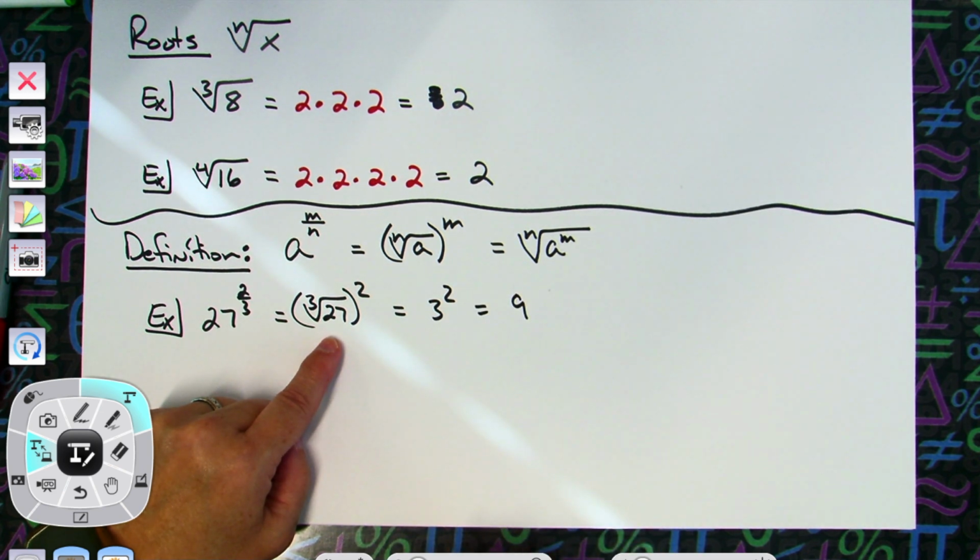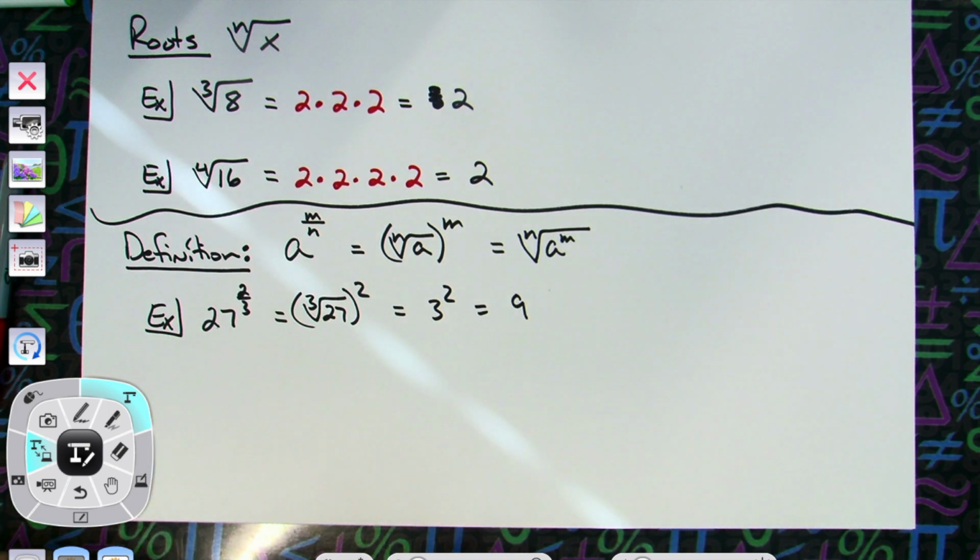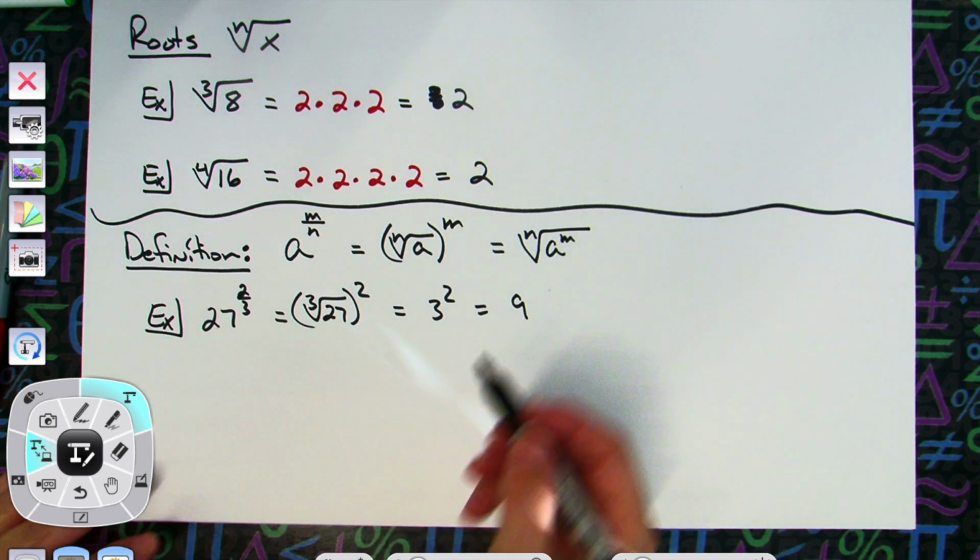Had I done it the other way around, 27 squared, I can't even do it in my head, it's a really big number. Then to take the cube root of it, you would have had to grab a calculator. So that's probably the easiest way to do it.